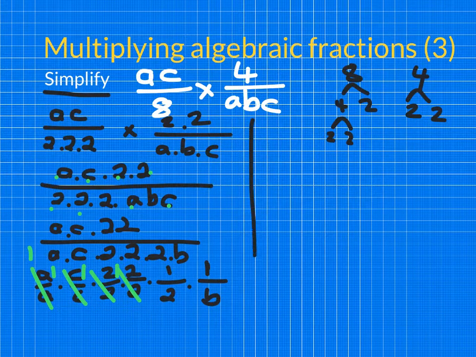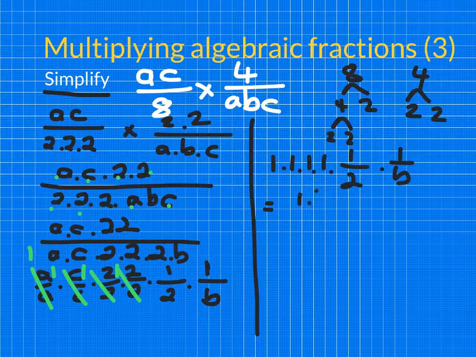There's a little line down here. So we have 1 times 1 times 1 times 1, and then we have that times by 1 over 2 times by 1 over B. Let's bring those fractions together. So the 1's all multiplied together are just going to make a 1. So it's 1 times 1 over 2 times B. 1 times 1 is simply 1 over 2B.